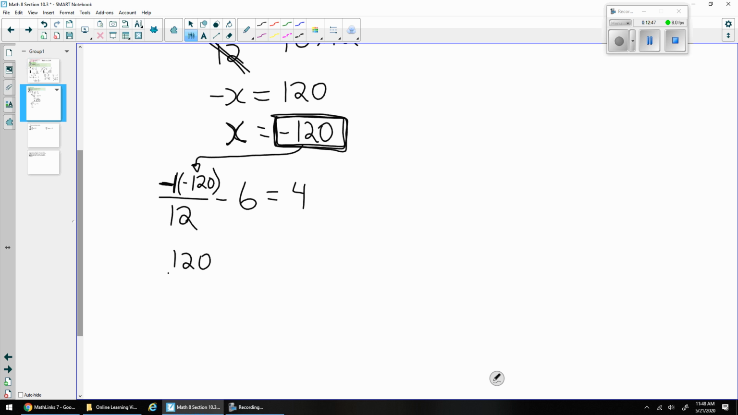Okay, so I have positive 120 divided by 12 minus 6 is equal to 4. So when I kept this negative in what my variable is equal to, it ended up canceling out that other negative, so it's a positive on top. Whereas if it had remained negative, it wouldn't have worked for my solution. So 120 divided by 12 is equal to 10. So 10 minus 6 is equal to 4. 4 is equal to 4. Great. I must have the right number, negative 120, as my solution for x. Okay?